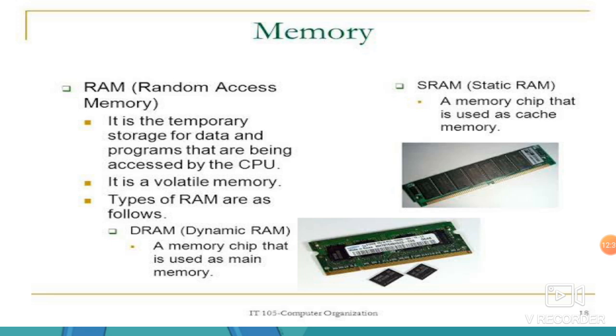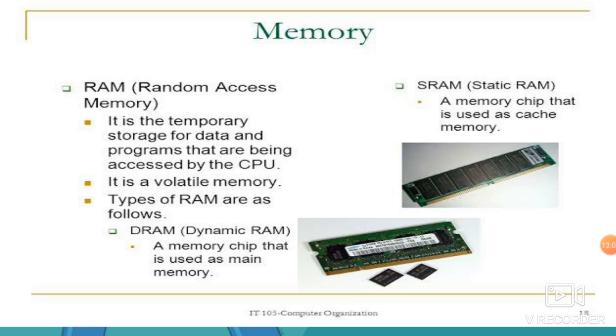Now you can easily see the classification in this, that RAM can be classified as DRAM and SRAM. DRAM means dynamic random access memory and SRAM means static random access memory. Dynamic random access memory means a memory chip that is used as the main memory, and static random access memory means a memory chip that is used as a cache memory.